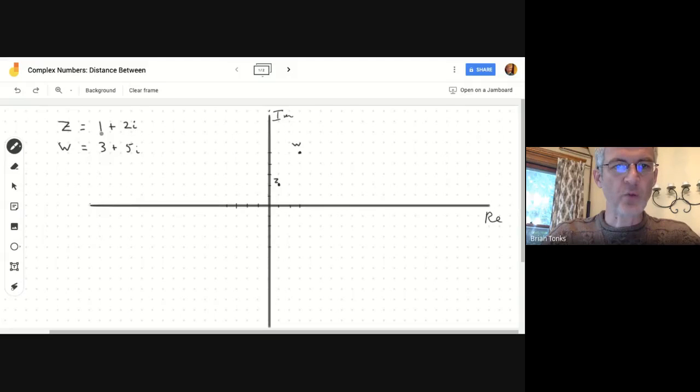So we can look at how we plotted these briefly. 1 is our real component for z, and 2 is our imaginary component for z. So we would go over 1 and up 2, and there's z. Let's look at w the other way. So w is over here. It is over 1, 2, 3, and up 1, 2, 3, 4, 5. So we should find 3 plus 5i, 3 being the real and 5 being the imaginary component.